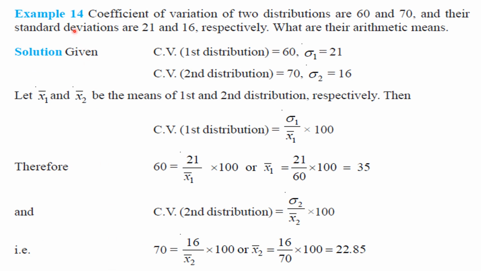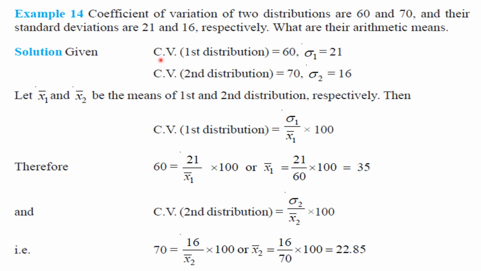Now let us take another example. Coefficient of variation of two distributions are 60 and 70 and their standard deviations are 21 and 16 respectively. What are their arithmetic means? Understood this question, my children? Here, coefficient of variations of two distributions are given and their standard deviations are also given. We have to find means of the two distributions. Okay, my children? Right. Come to the solution part.